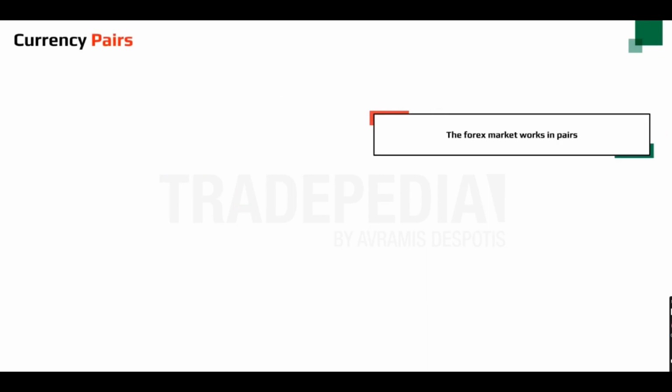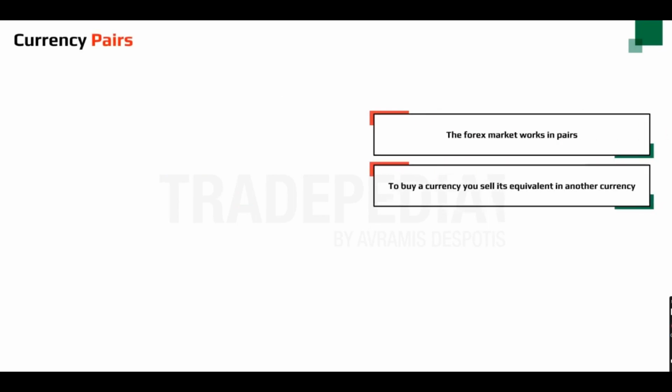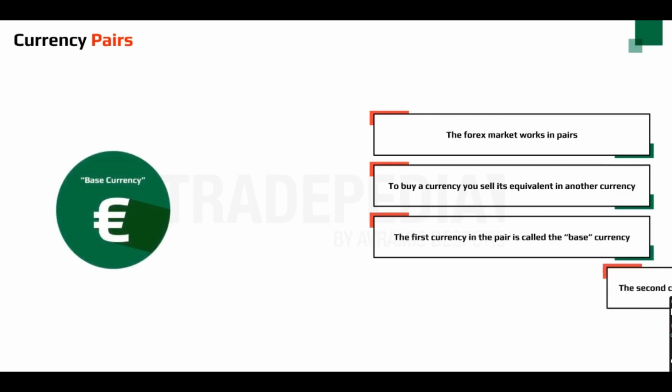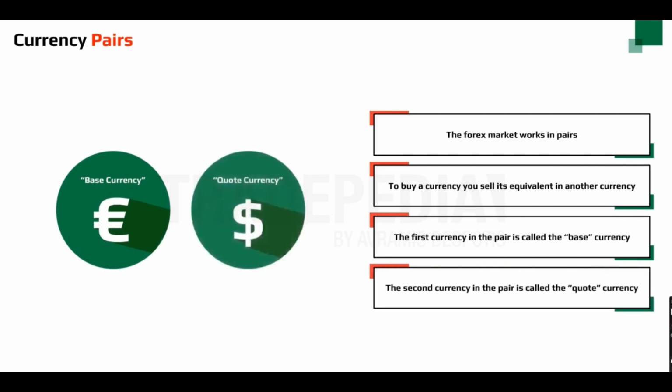Trading in the foreign exchange market is always done through pairs. In order to buy a quantity of one currency, first you need to sell its equivalent quantity of another currency. So to buy euros, for example, you have to sell first the equivalent in US dollars. The first currency in the pair is called the base currency. The second currency in the pair is called the quote currency.